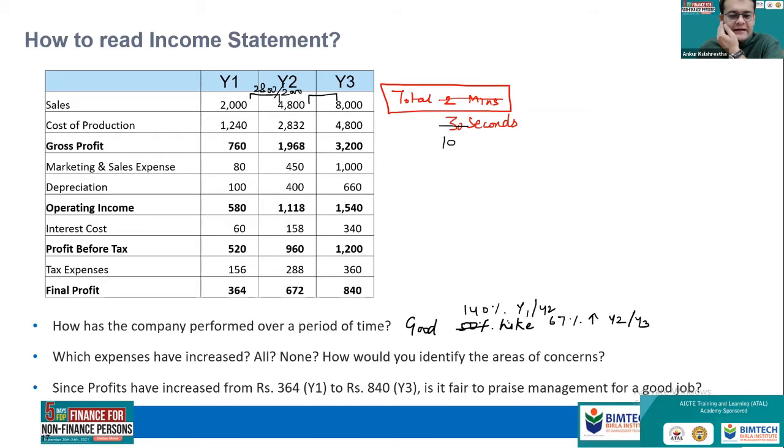So I get a sense that all of you are thinking the company has done a good job. Pavit is also making a point that there has been an increase in the profit as well, and we can calculate these profits. So it is 672 over 364. So 84% increase here.